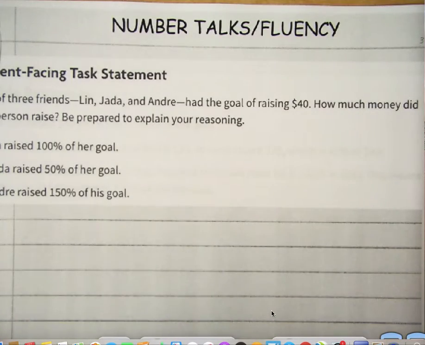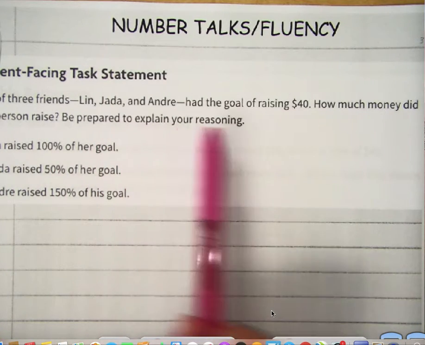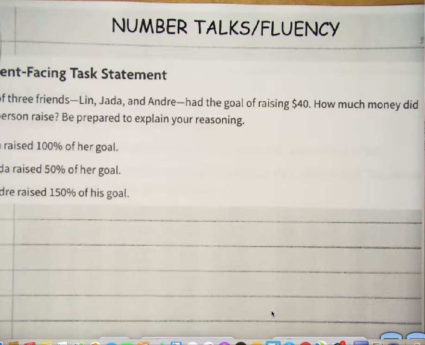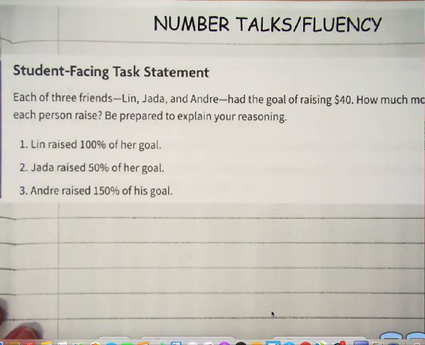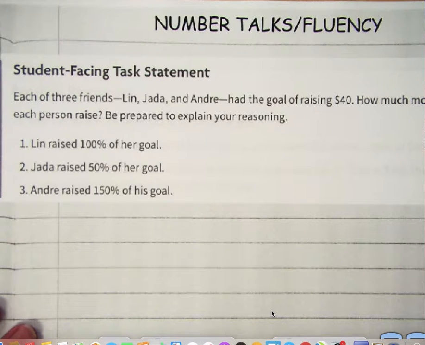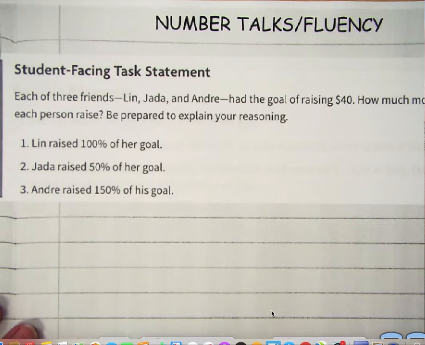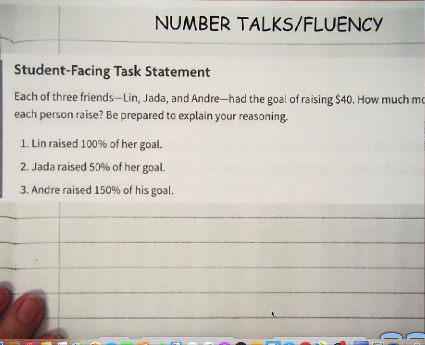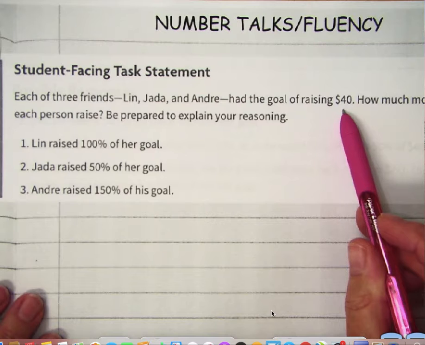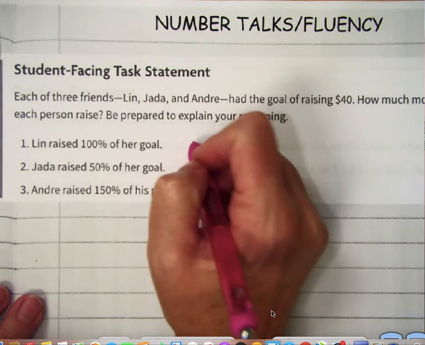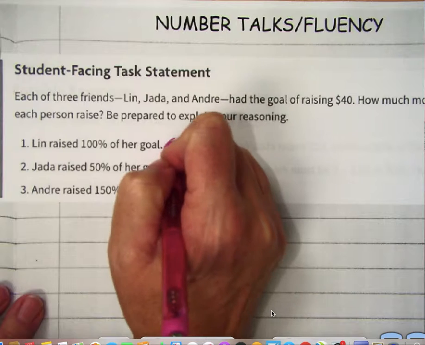Okay, so let's talk about percentages. Each of three friends, Lynn, Jada, and Andre, had the goal of raising $40. How much money did each person raise? Be prepared to explain your reasoning. Well, Lynn raised 100%. 100%, you should be thinking to yourself, relates to one whole. Okay, so what is 100%? Well, how much did she want to raise? 40. So 100% would be $40.